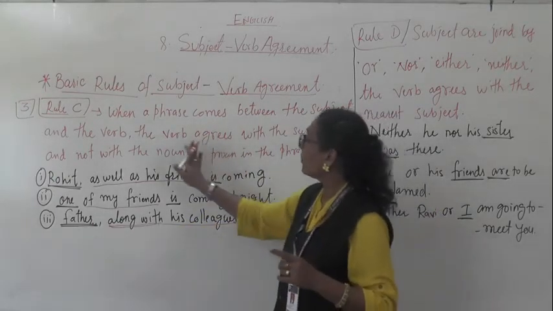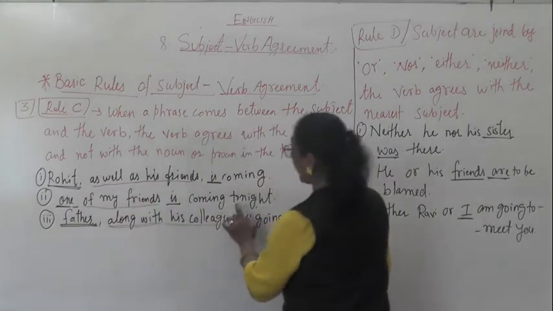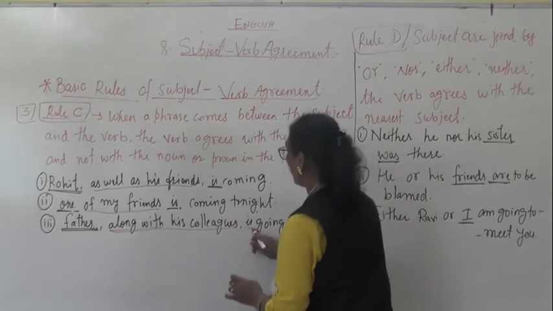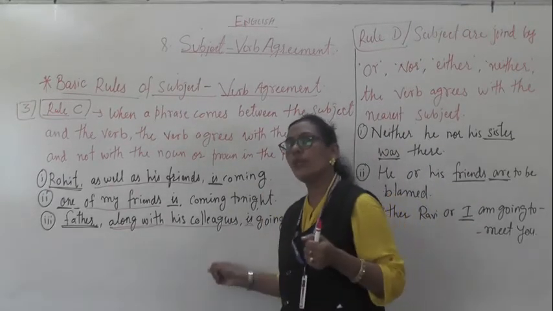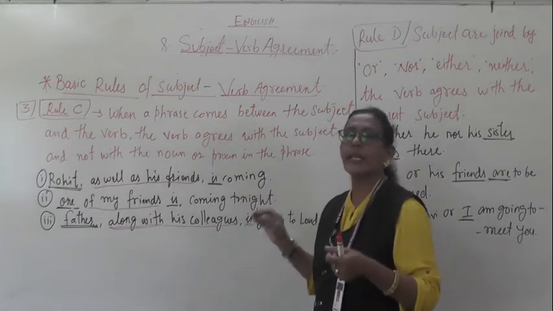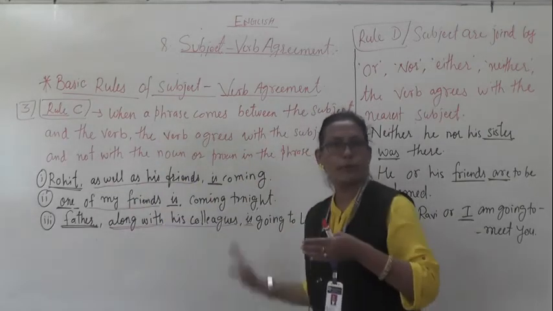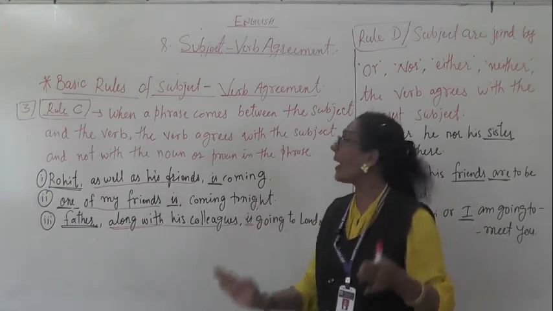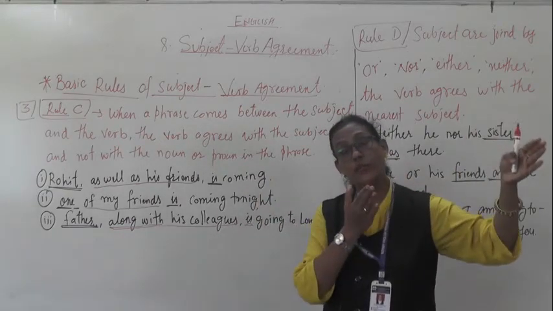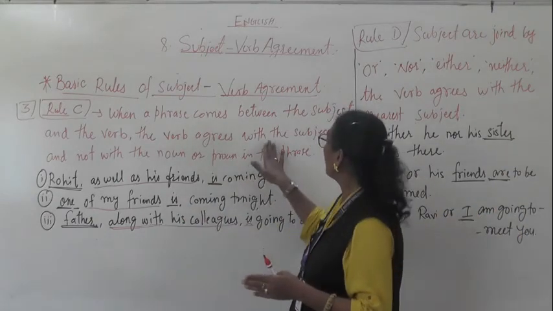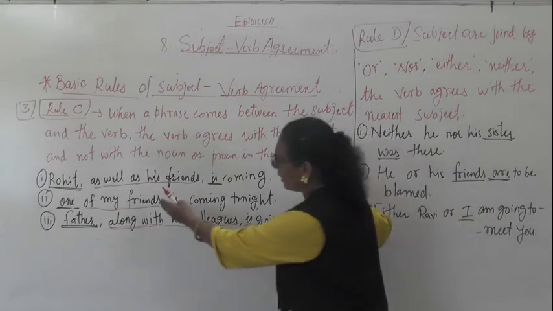So in this case, when a phrase comes between the subject and the verb, the verb agrees with the subject. Which verb will you write over there, singular or plural? Here in this case, you have to see the subject. If the subject is singular, write a singular verb. If the subject is plural, write a plural verb. I repeat, dear children, pay attention. When a phrase comes in between subject and verb, that time the verb agrees with the subject, not with the noun or pronoun in the phrase.